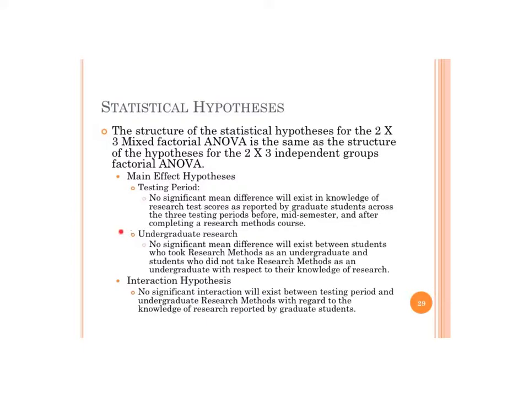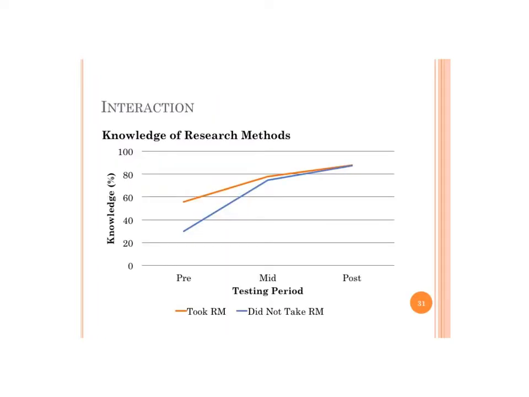Then we have our two backup main effects hypotheses. No significant mean difference will exist in research test scores across the three different time periods, and no significant difference will exist between those who took methods and those who didn't take methods as an undergraduate student. That'll lead us to testing three different F ratios.